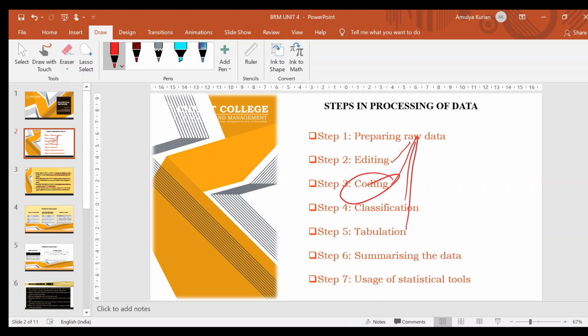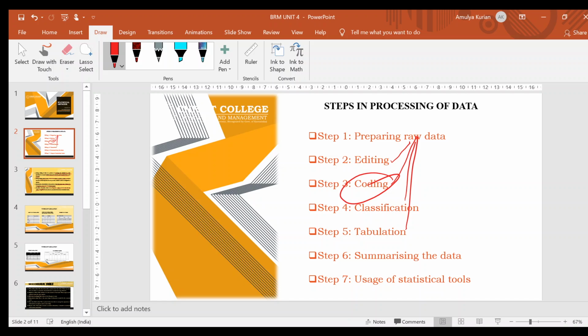What are the steps in coding? First one, study the answer. Second one, develop a coding frame. Either it can be there or you will be using the coding manual which will be prepared by you. So these are the steps in coding.